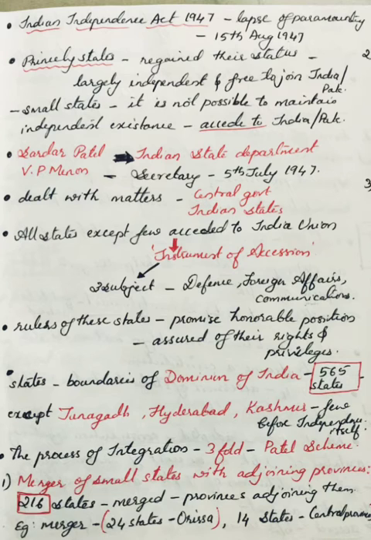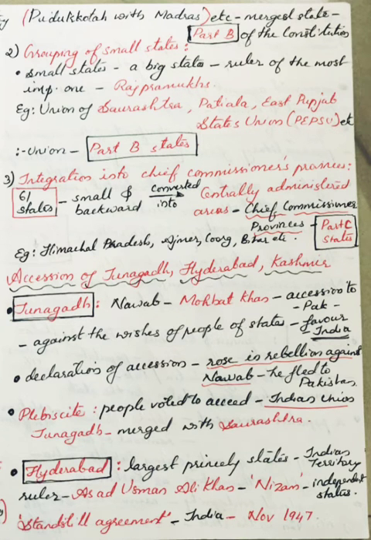Number one, merger of small states with adjoining provinces. Read the title carefully. It tells that small states were merged with adjoining provinces. In detail, about 216 states were merged with the provinces adjoining them. Example: the merger of 24 states of Orissa, 14 states of the Central Provinces, and Pudukkottai in Madras. These merged states were included in Part B of the Constitution.